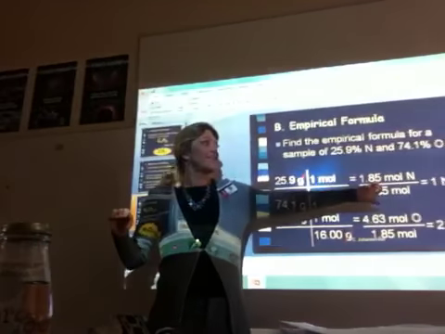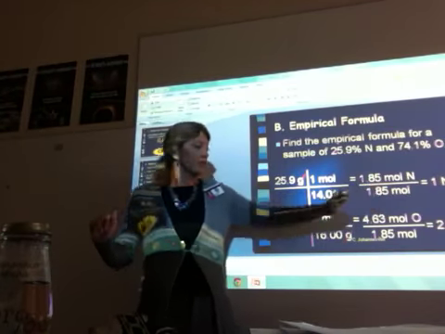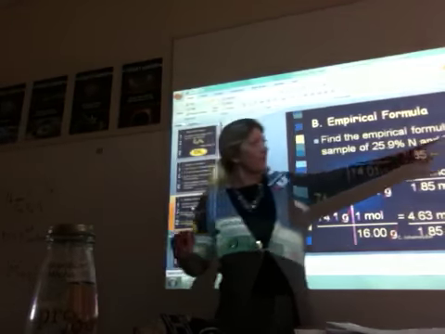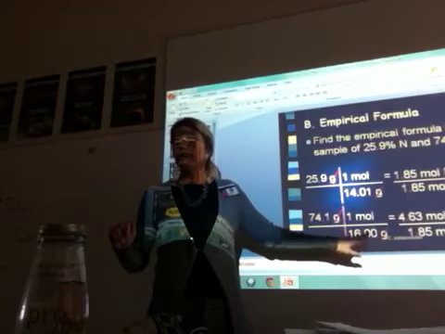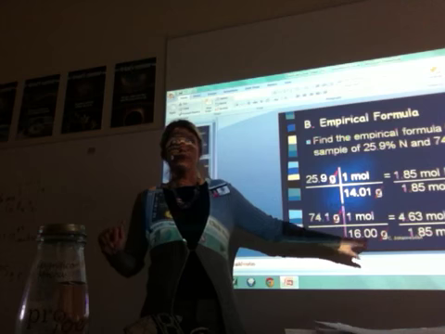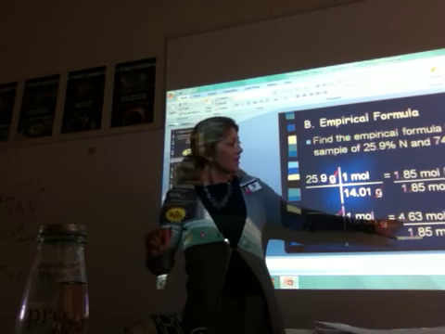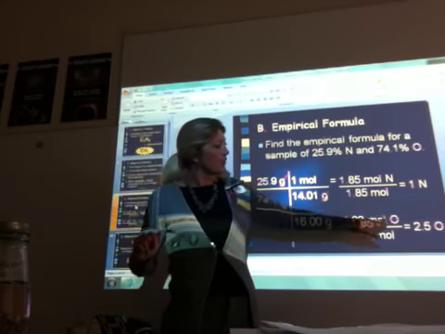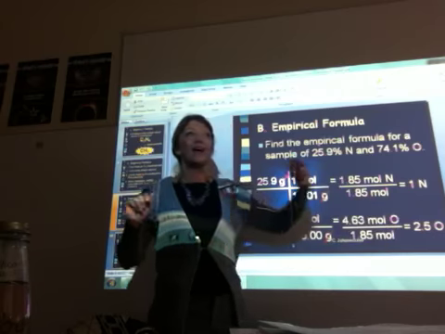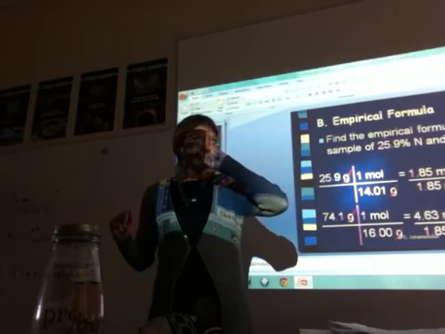Okay, so we're getting this amount of moles of nitrogen. We're doing the exact same thing for the oxygen. Okay, everybody good where the 16 comes from? Red number, periodic table, okay? This time we get 4.63 moles of oxygen. Okay, now what is my third step?